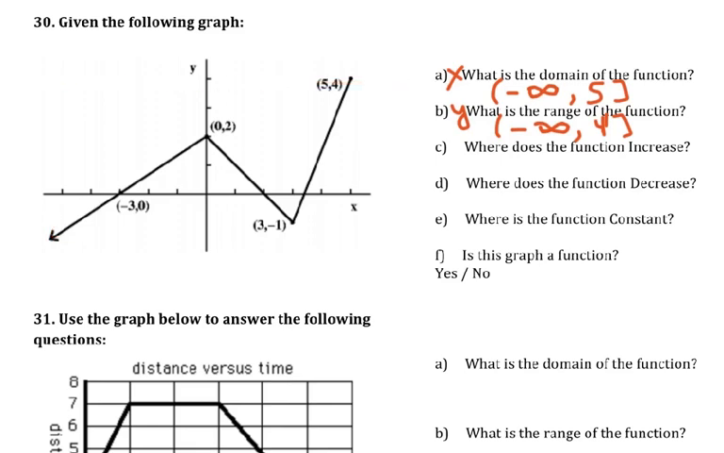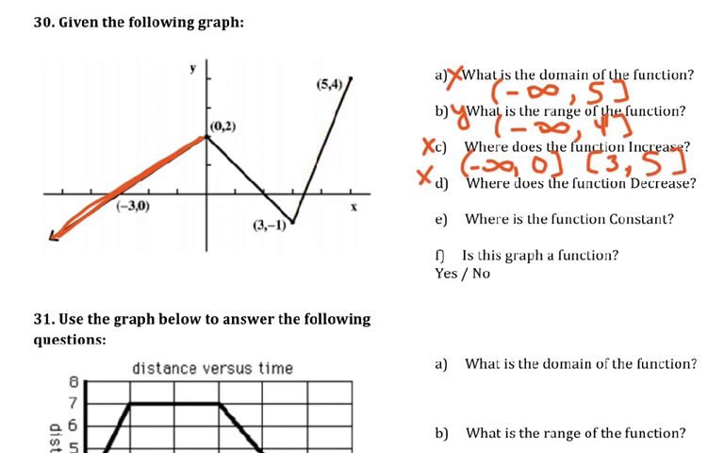Next, where does the function increase? Well, remember, you read the graph from left to right. So anywhere the graph is going up from left to right is increasing. So it's going up here, and it's going up here. So there are 2 intervals of increasing. One of them is from negative infinity to 0. Remember, increasing and decreasing has to do with x values. And then the other one starts at x is 3 and ends at x is 5.